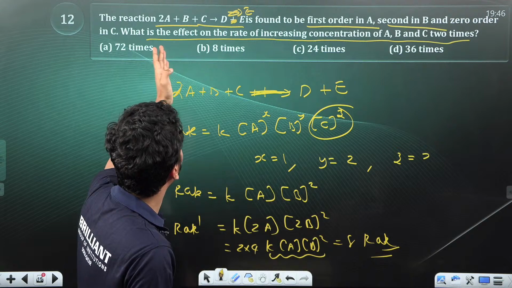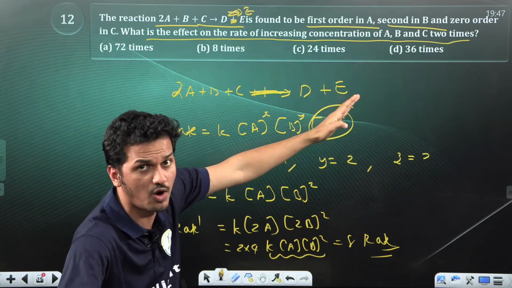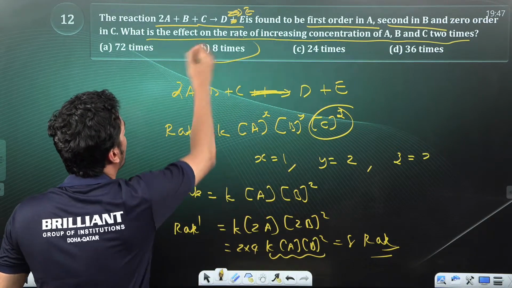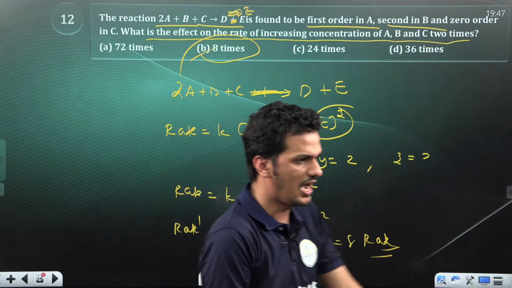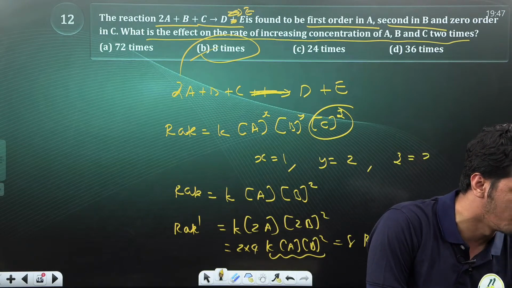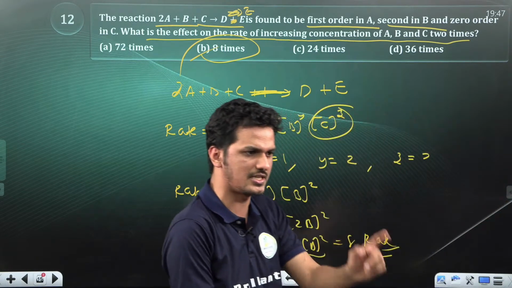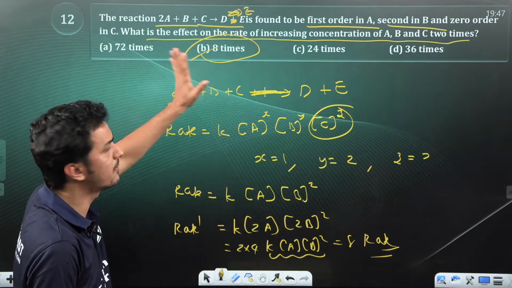So what's the answer? By how many times will the rate increase? 8 times. Option B is the correct one. Yes, that's the answer. Okay, Option B is the correct one.